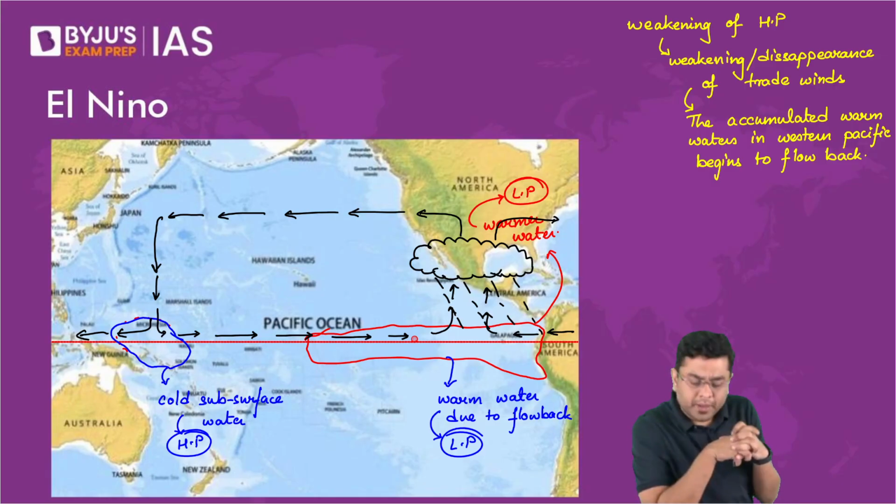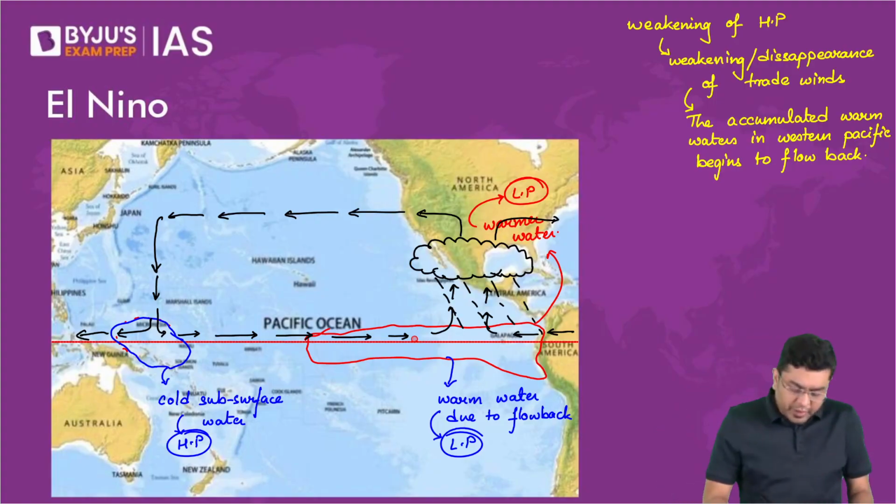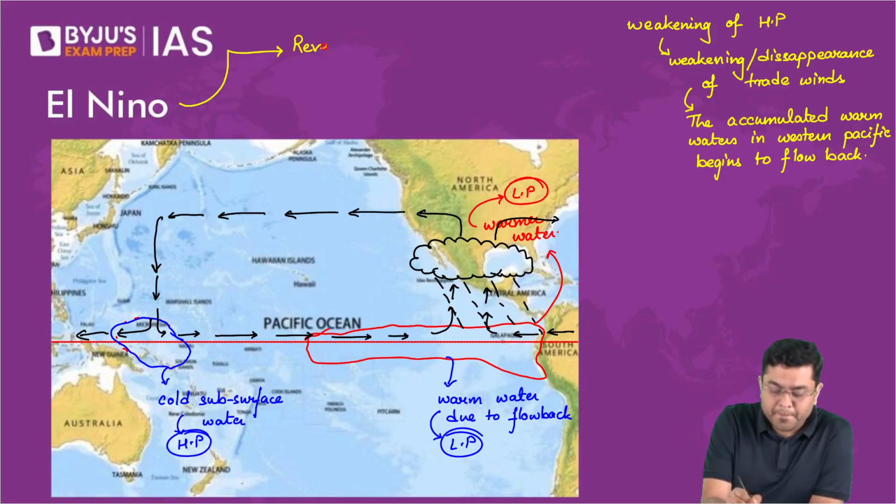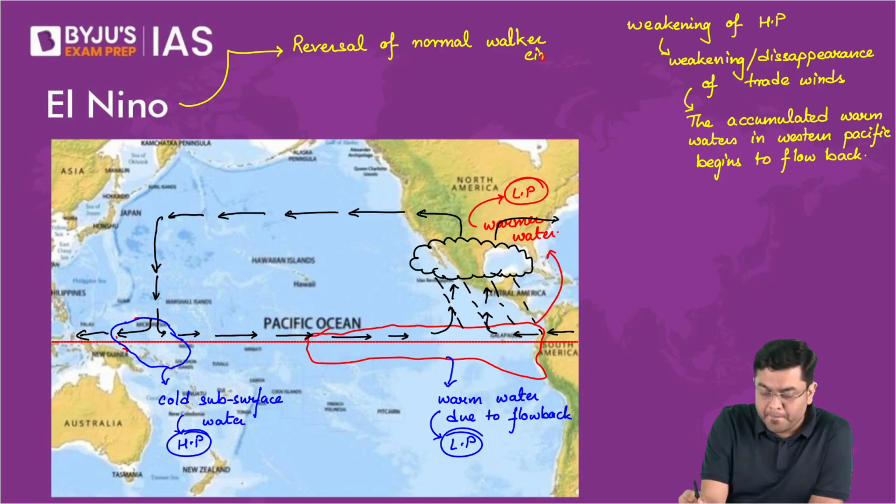Perfect. Good. So this is what is referred to as reversal of normal Walker circulation. Also known as the warming phase of Pacific.